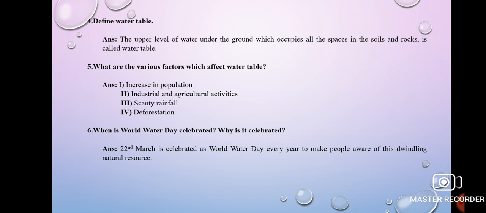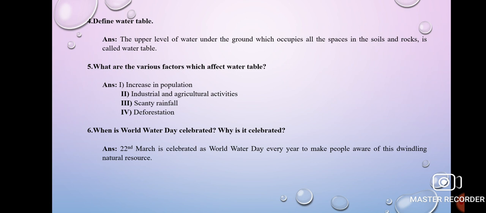Next, what are the various factors that affect the water table? Affect the water table means the water table when it goes down. What are the various factors that affect the normal level of water table? Number 1 is increase in population. It's quite natural if the population increases, the activities will also be increased, the water based activities will also be increased, right? Because in that case we require more crop production, more industrial activities, and for that the groundwater is fetched and used.